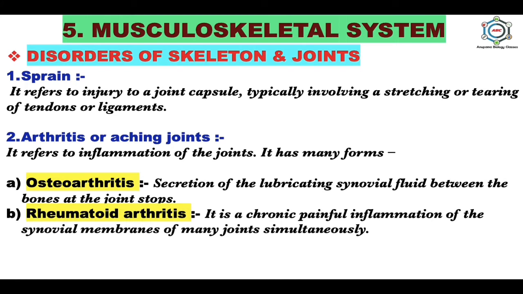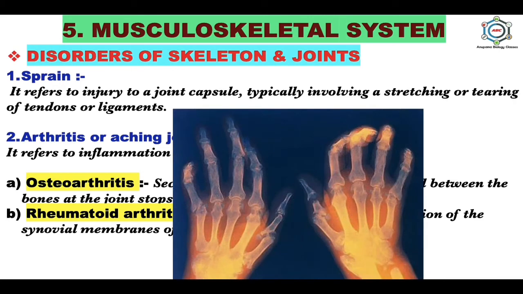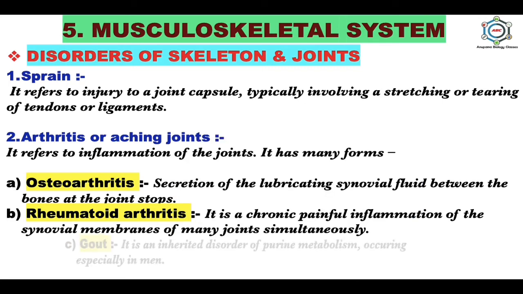Next is rheumatoid arthritis. It is a chronic painful inflammation of the synovial membranes of many joints simultaneously. This is the structure. It involves erosion of joints. It usually starts at 20 to 40 years of age. It affects women more than men. You can get relief by exercise under medical advice.